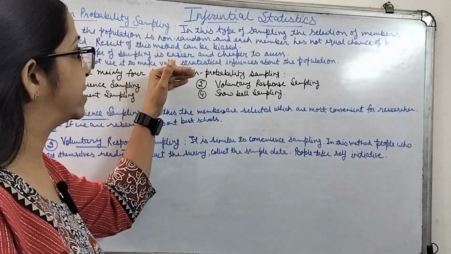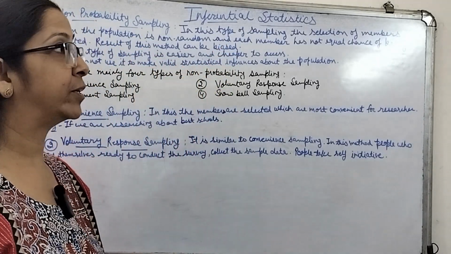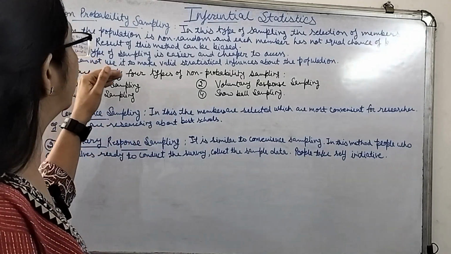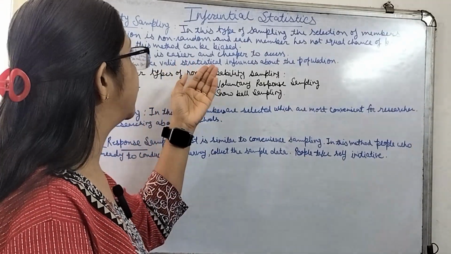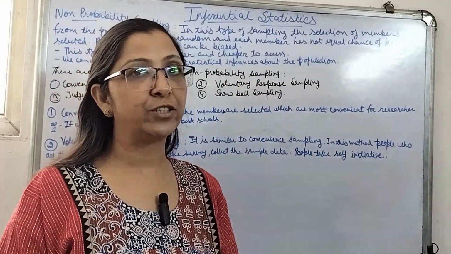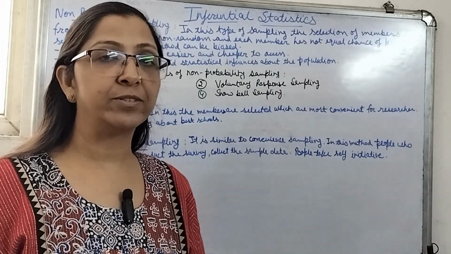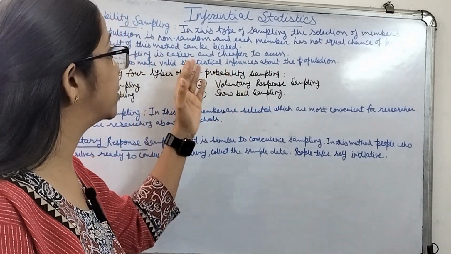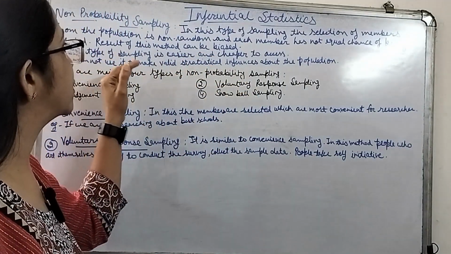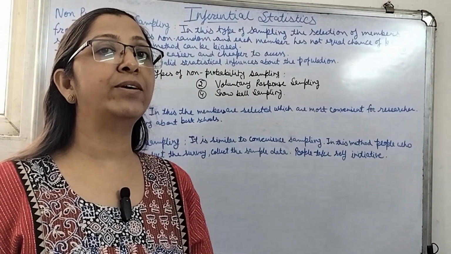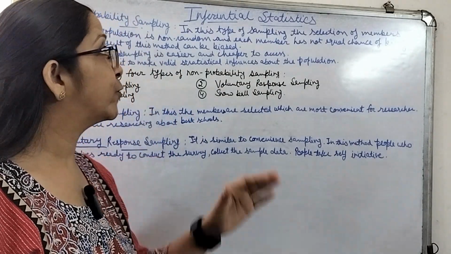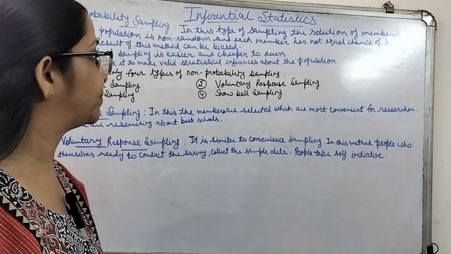That's the reason it is easy and cheaper. Another is that we cannot use it to make valid statistical inferences about the population, because the selection of members from the population is not proper. That's the reason it is not giving valid results; we are not getting valid conclusions from these types of selections.